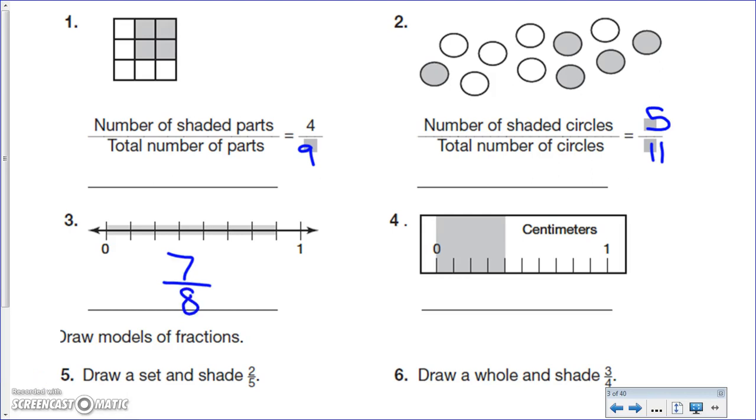For number 4, it's the same thing. We count the number of sections between 0 and 1. In this case, it's 10. And we can see there are 4 sections shaded in. So we get 4/10. We're not going to worry about simplifying it right here. The next piece we're going to do after this page is looking at simplifying fractions, so we'll talk about it then.